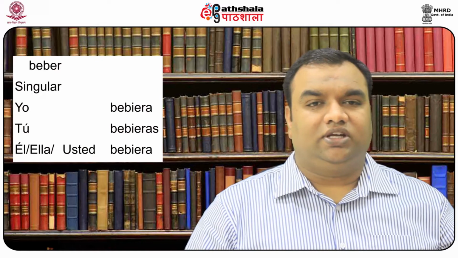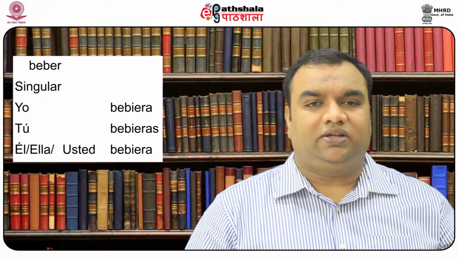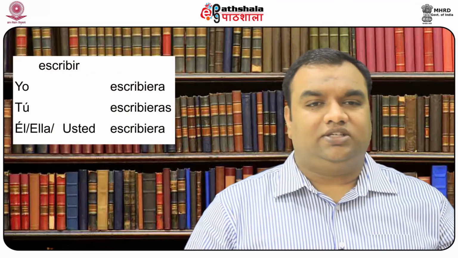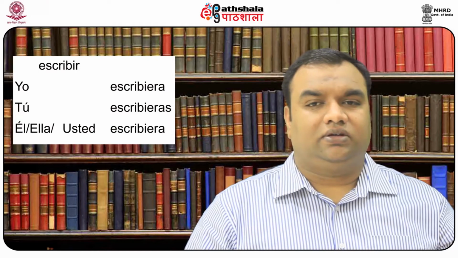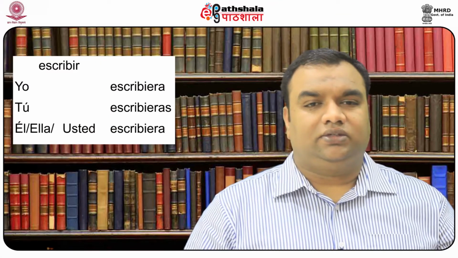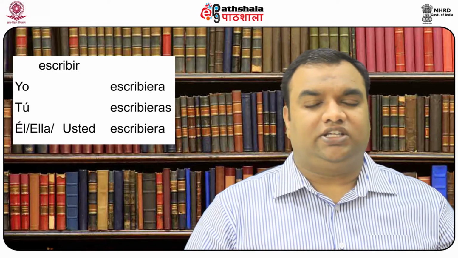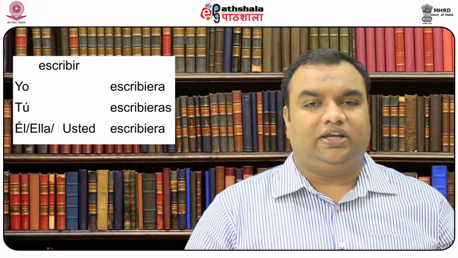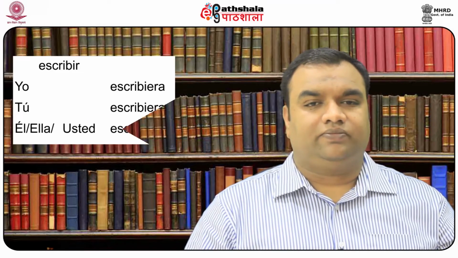For example, with beber, the forms in the singular are yo bebiera, tú bebieras, él, ella, usted bebiera. In the case of the IR ending verb, for example, escribir, you can see the repetition of the first and the third again. Like, yo escribiera, tú escribieras, él, ella, usted escribiera. So you can see for beber, the repetition is bebiera and bebiera. For escribir, it is escribiera in the first form, and again, for the third, escribiera.